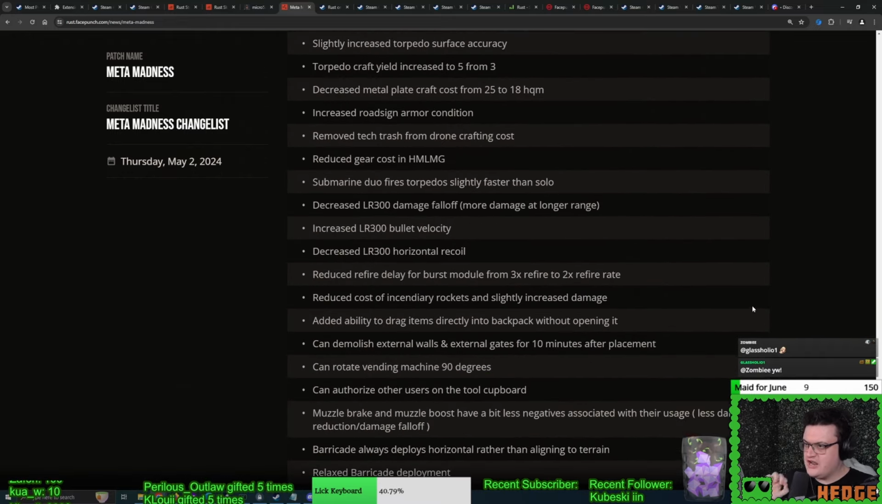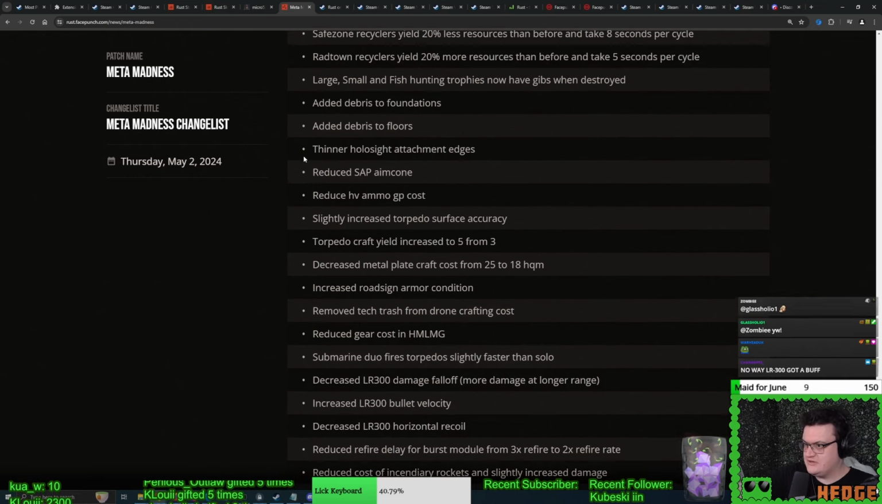Funnily enough, the SAR didn't actually get its update. It never got its aim cone changes. We don't see it listed here. The SAP did. The SAR hasn't been mentioned at all, so something might be going on there.